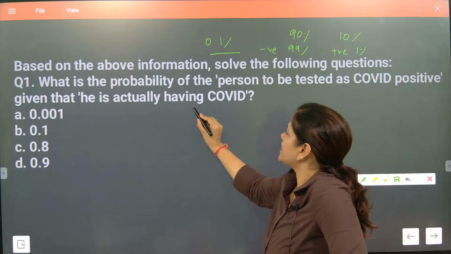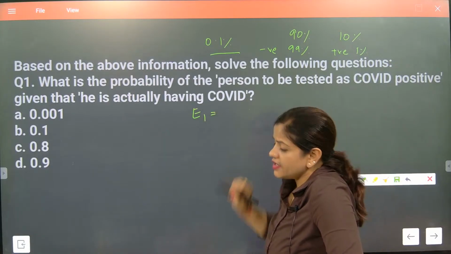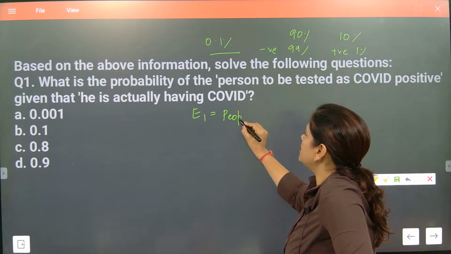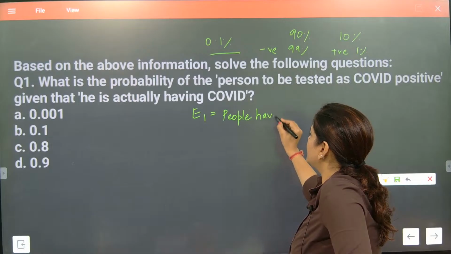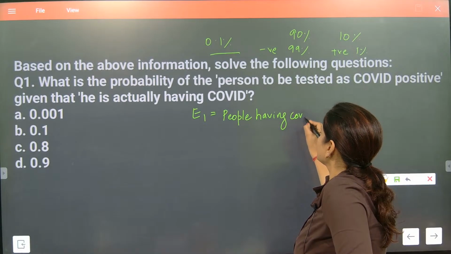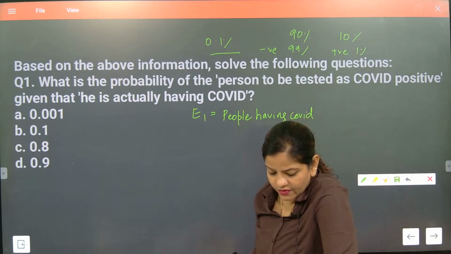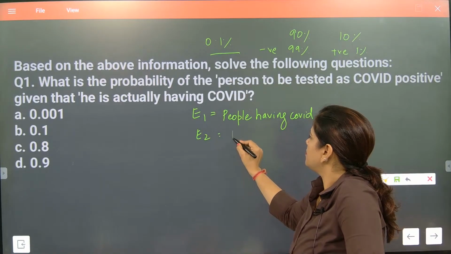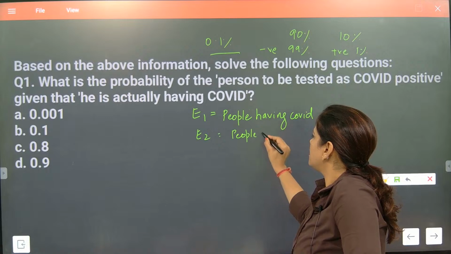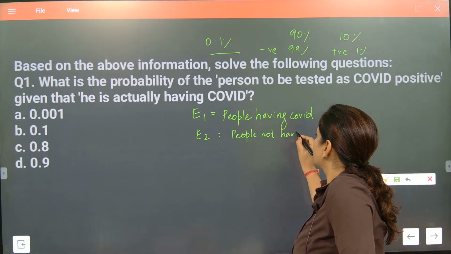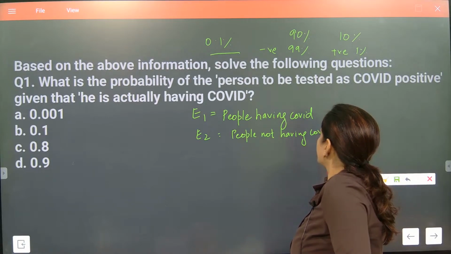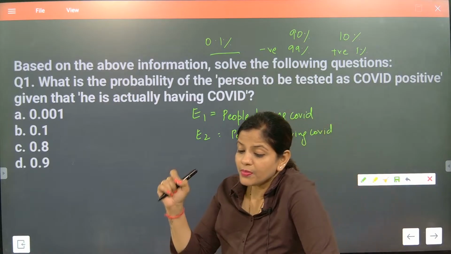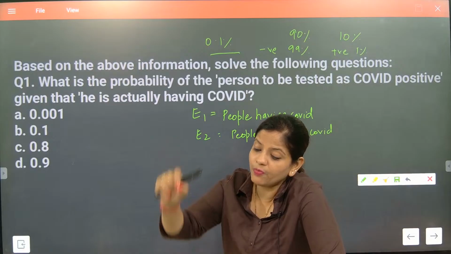First, what can be E1? E1 is equal to people having COVID. First we will write like that. Understood? Now the second one is E2, people not having COVID. Okay.